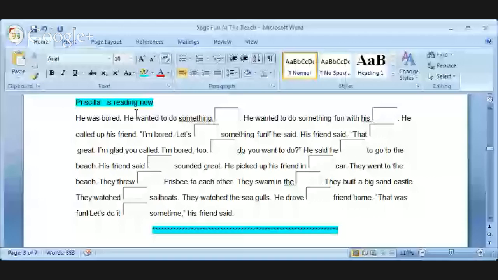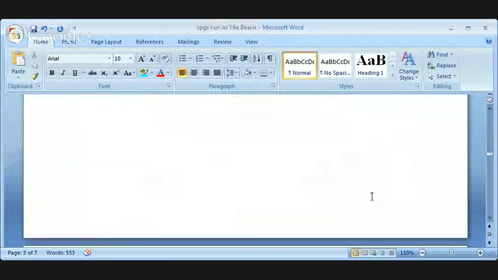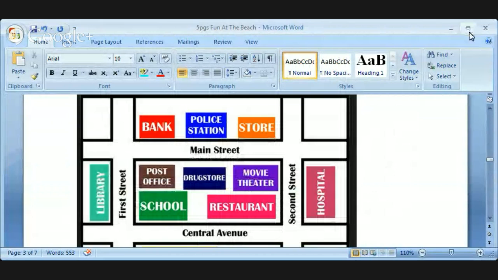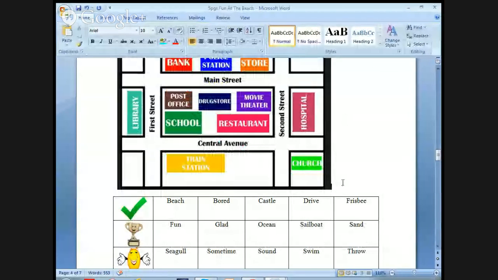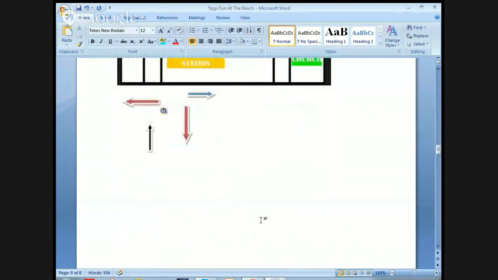Okay, great. All right, so now I'm going to go back to our lesson and we're going to go to fun at the beach again. I'm going to move it over and pull it up again. And here we are, fun at the beach. So now what we're going to do is take a look at a different activity. I hope that you will like this activity as well. And this activity is going to be direction.